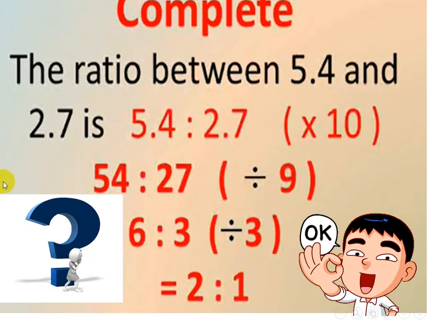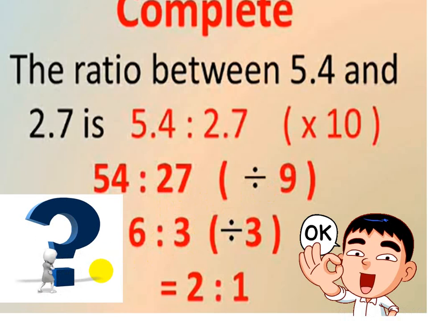54 and 27 are divisible by, yes, very good, 3. Both of them are divisible by 3. But there is a larger common factor. Yes, they are divisible by 9. So I'll write divided by 9. 54 divided by 9 equals 6. Excellent. 27 divided by 9, you will get 3.